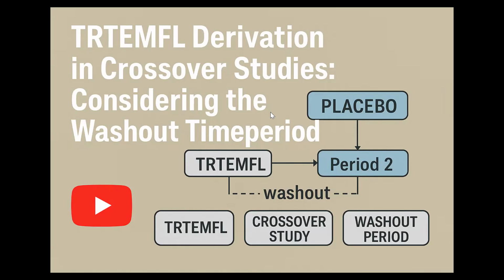In today's video, I will be talking about how to derive the treatment emergent flag in a crossover study. In a parallel study, when we flag any adverse event record as treatment emergent, it's straightforward. Since the subject is exposed to only one treatment, we know that the event is linked to that specific drug. But in crossover studies, it is not that simple.